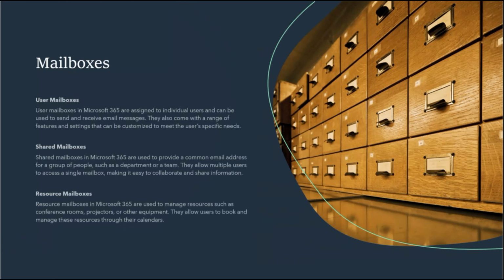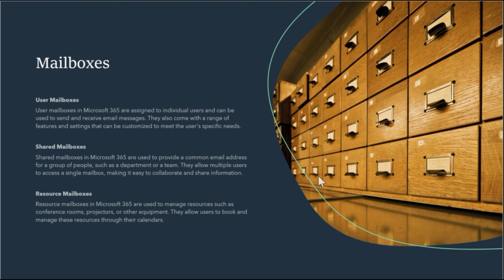Now let's take a look through the different mailboxes that Microsoft 365 offers. The first mailbox type is the user mailbox that is usually assigned to the individual users and can be used to send and receive emails in Office 365. It comes with a range of features and settings that can be customized to meet the user's specific needs. Next in the list are shared mailboxes. These are leveraged to provide a common email address for a group of people such as a department or a team and allow multiple users to access a single mailbox, making it easy to collaborate and share information.